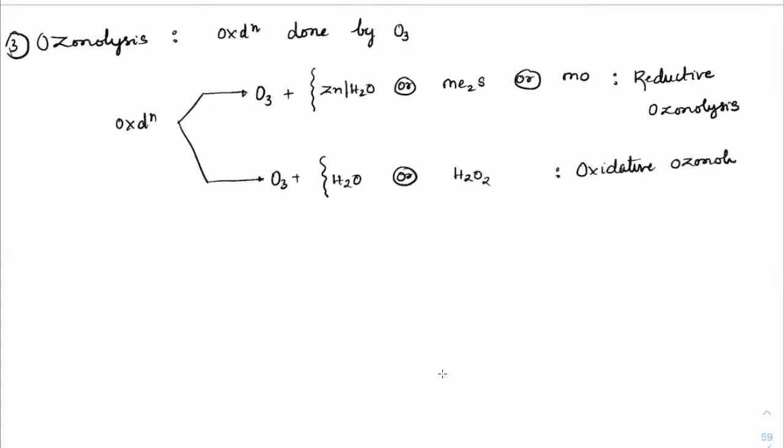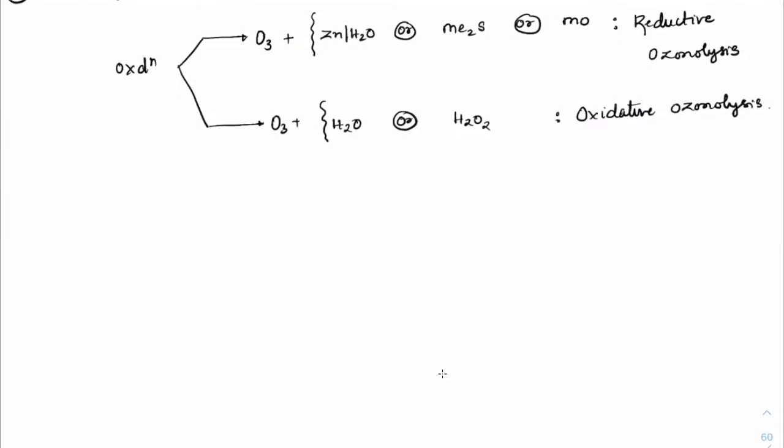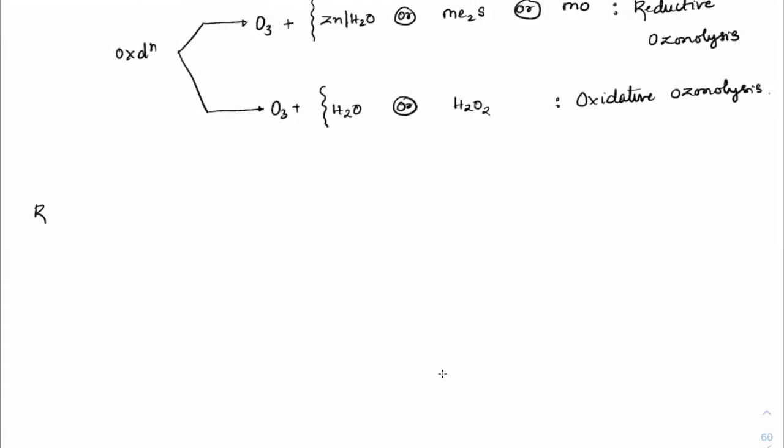Let me explain the reductive ozonolysis part, and then we'll go to the oxidative ozonolysis. Basically, oxidative ozonolysis is just an extension of reductive ozonolysis. After reductive, if we don't stop and we do further oxidation, that is called oxidative ozonolysis. So it's better to learn reductive ozonolysis first. So write down reductive ozonolysis. See what's happening in reductive ozonolysis.